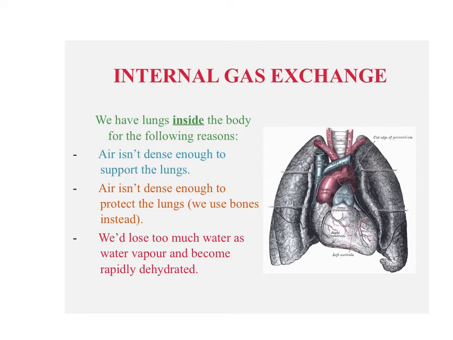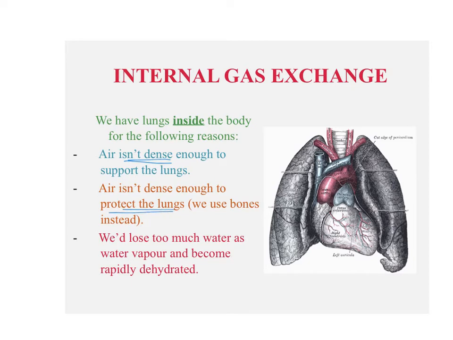And unlike any of the other organisms as well, we need to think about why we've got lungs. So why don't we have spiracles? Why don't we have stomata? What is so key about us having actual organs to do this gas exchange as well? And we have lungs inside the body for various reasons, and mainly it's to do with protection and dehydration, like it is in any of these situations. But mostly it's the fact that the air isn't dense enough to support the lungs and to keep them open if they were on the outside of the body. And likewise, the air isn't dense enough to protect the lungs.